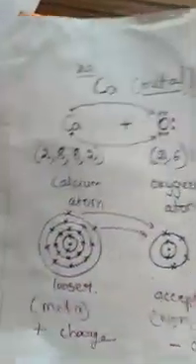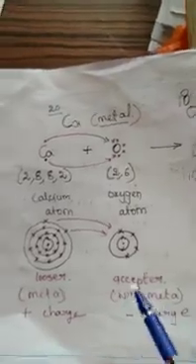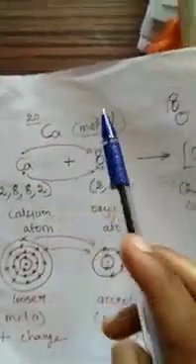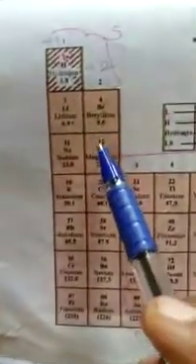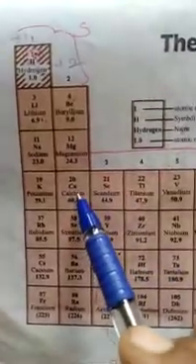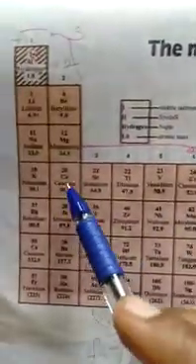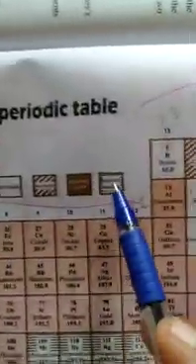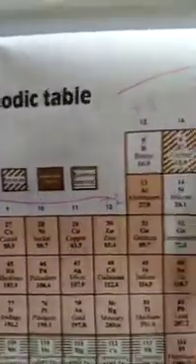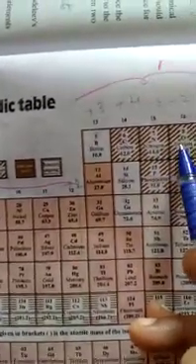Here I have given one example. Calcium is a metal. Where is calcium? See, this is the metal. Calcium is the metal. And another example I took is oxygen. Here you see, oxygen is a non-metal, with this symbol. Oxygen is the non-metal.